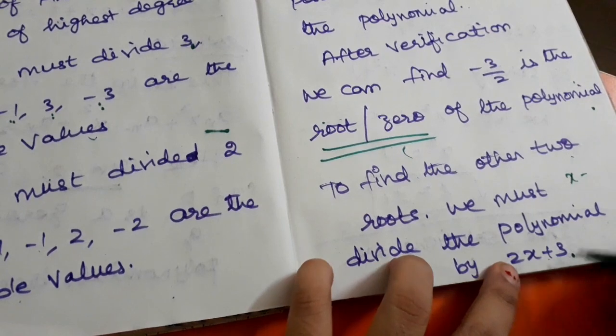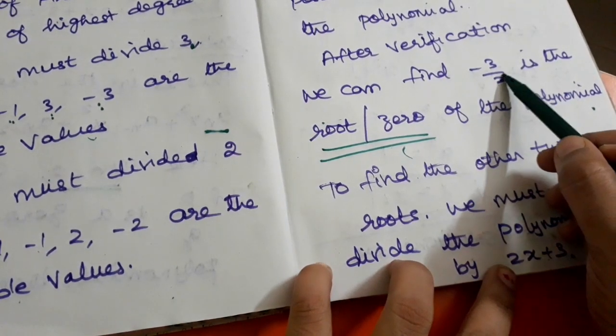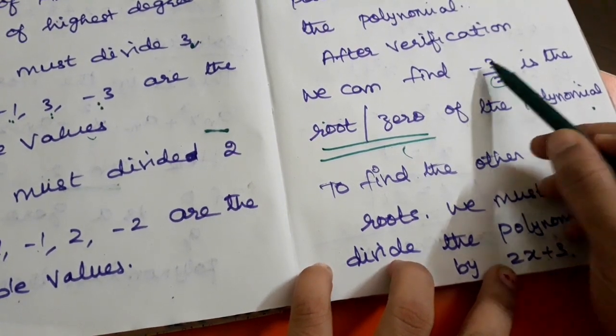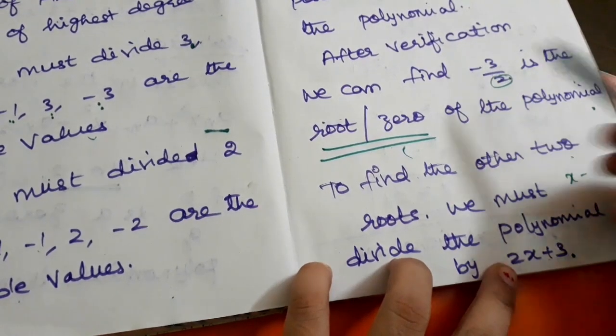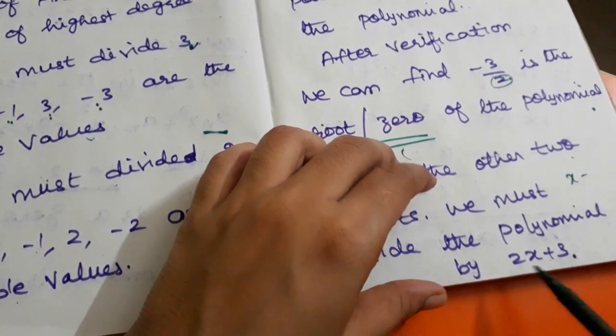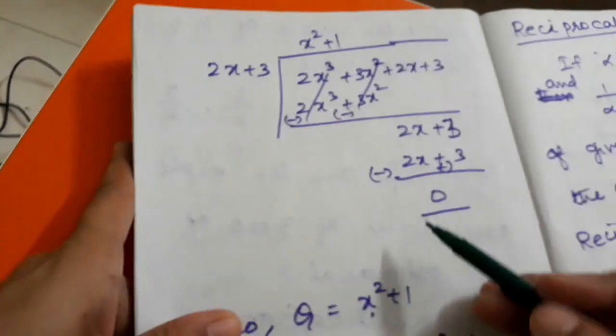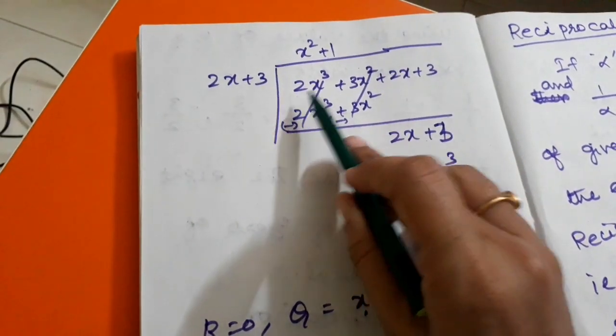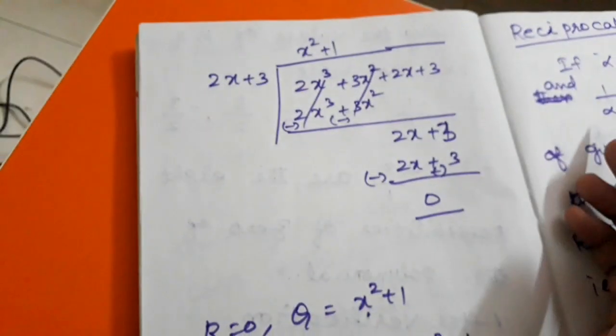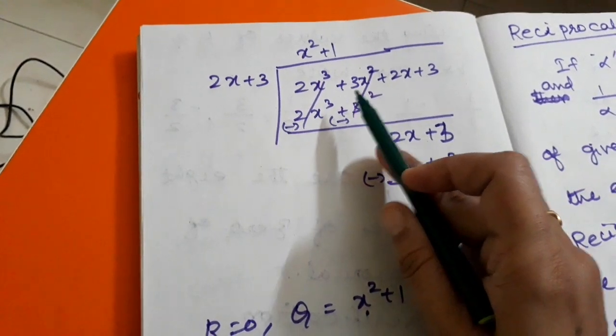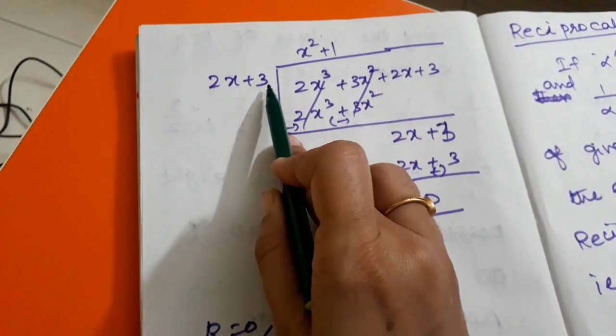Why are we dividing by 2x plus 3? This 2 will be the coefficient of x and this minus 3 will become plus 3. So I want to divide the polynomial by 2x plus 3, and I am writing 2x plus 3 here.